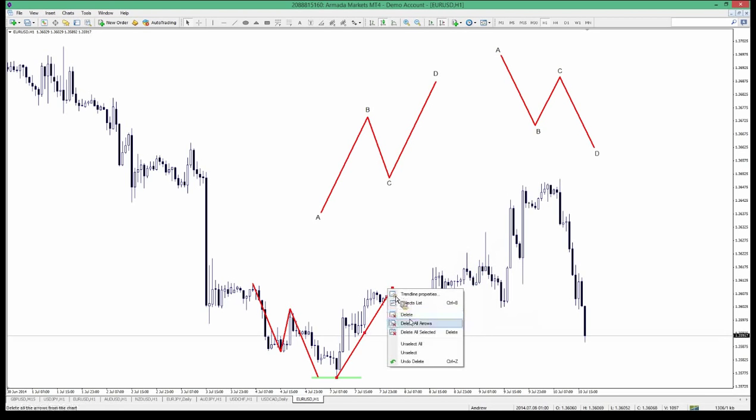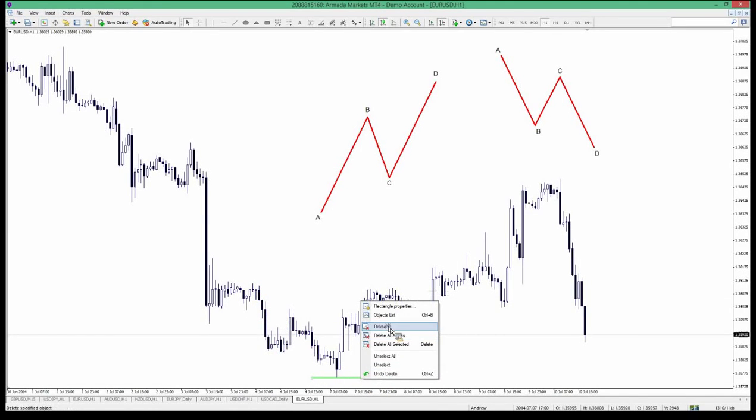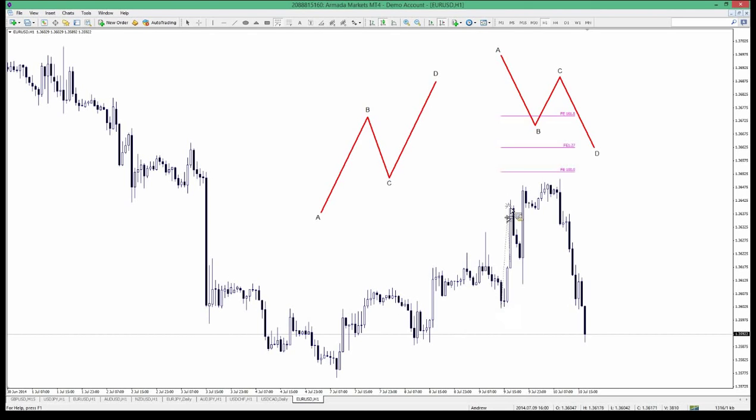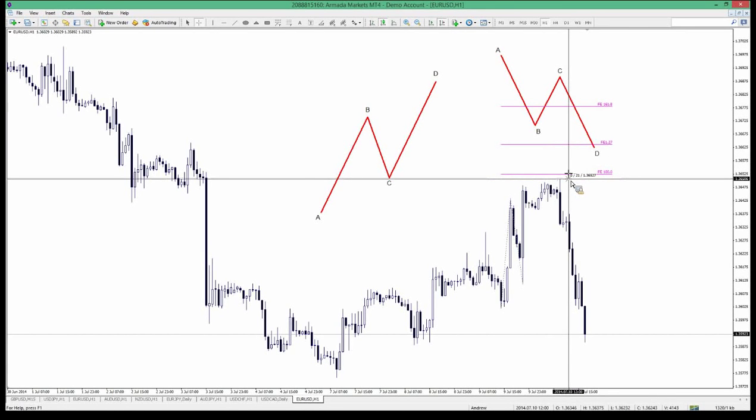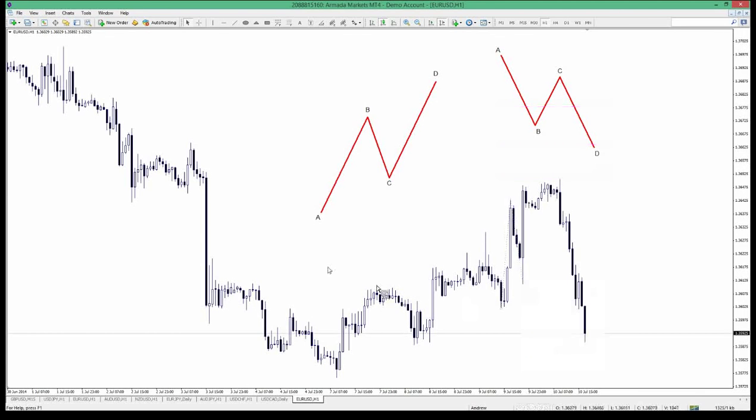As I said, you can either use these lines or you can just keep it very simple with the Fib expansion tool, which is up here. For example, we could look at from here to here onto here on these swings, and you can see price comes very close and misses by less than 2 pips before collapsing. As with anything else in the market, it's not something that's going to happen all the time, but it does work a good majority of the time.